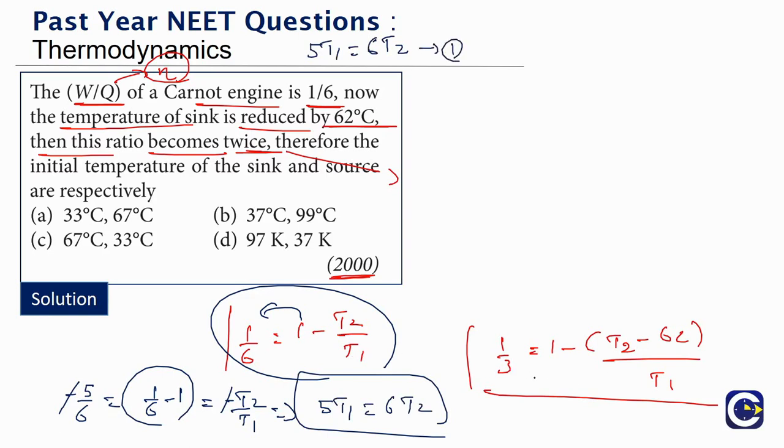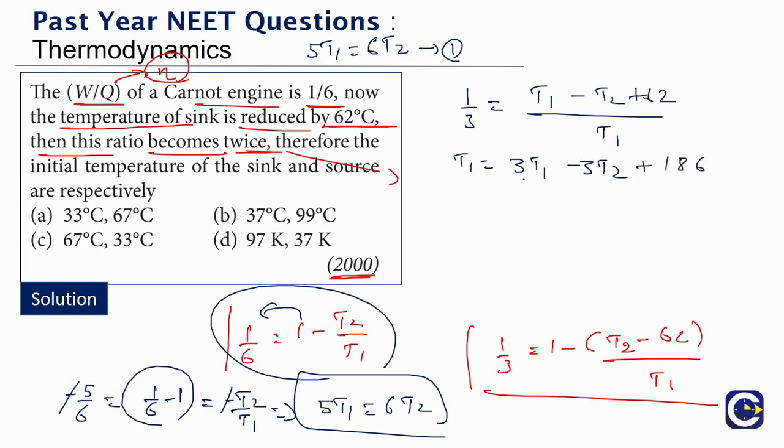Then look at this one. 1 by 3 is equal to, taking the LCM, T1 minus T2 plus 62 divided by T1. Cross multiply: T1 is equal to 3T1 minus 3T2 plus 3 into 62, which is 186. We bring this T1 to the right side, it becomes minus T1. So 0 is equal to 3T1 minus T1, which is 2T1, minus 3T2 plus 186.